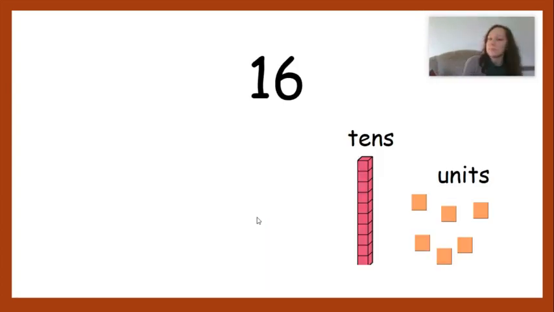together. Okay, so here we have the number 16, and if we look at the blocks, we can see that there is 1 10, so one group of 10, and then there are 1, 2, 3, 4, 5, 6 units, okay? So one block of 10 and 6 units makes 16 together.